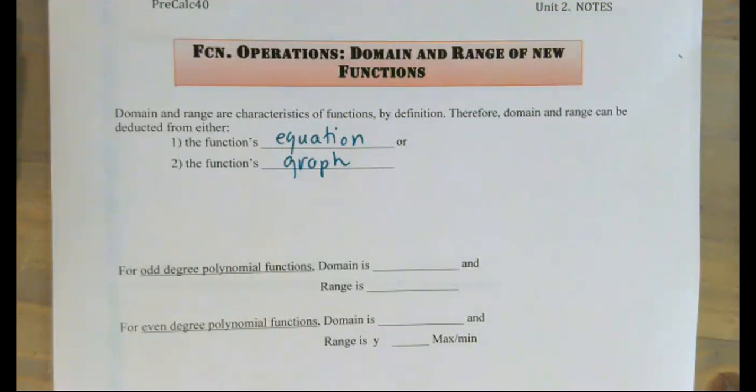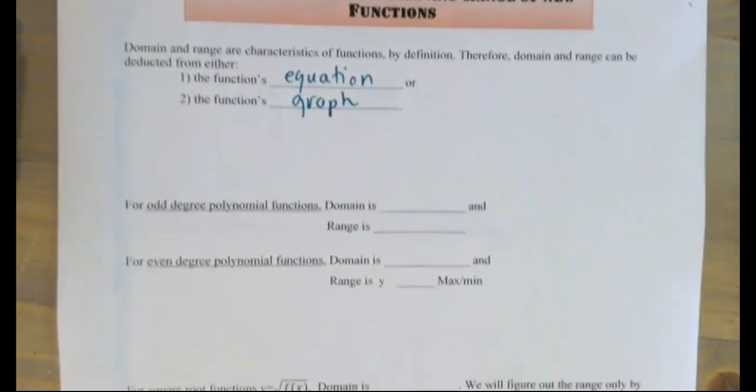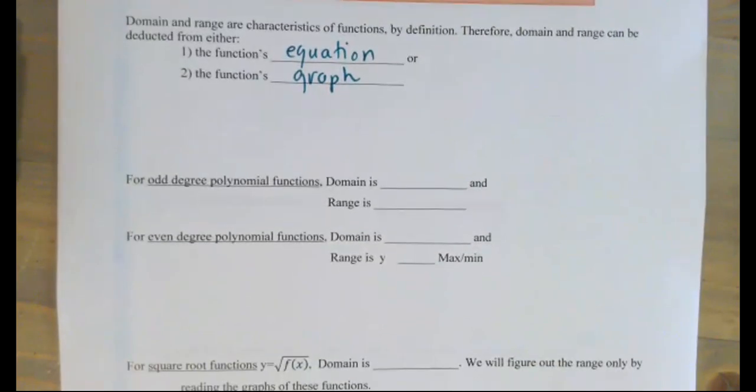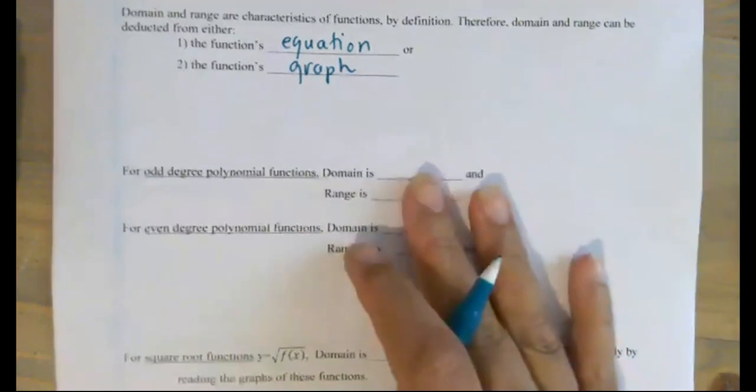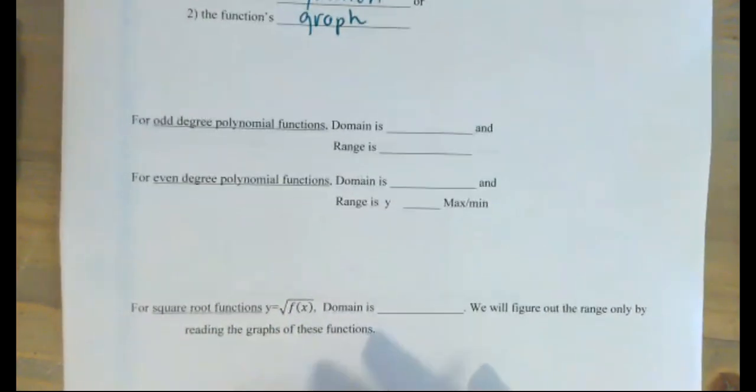Now, as a summary of these domain and range notes, we can group them into polynomial functions, and we'll discuss again the domain and range of them and how they're particular to some of them. Then we're going to go to square root functions because these have some restrictions, and also to quotient functions because those also have some restrictions.